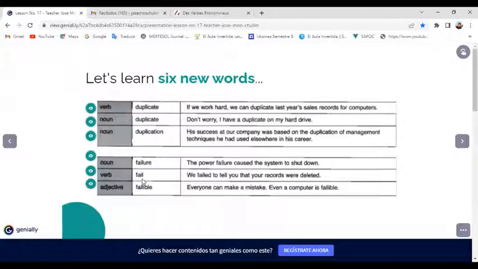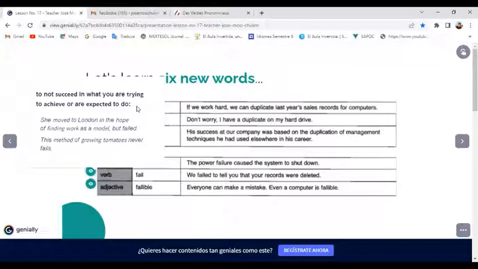The meaning of this word. It's like when I don't make anything the correct way. Okay, when you don't make something in the correct way. To not succeed in what you're trying to achieve or expected to do. And basically the same that you mentioned, Benjamin. No tener éxito en lo que estás intentando o logrando o esperas hacer.